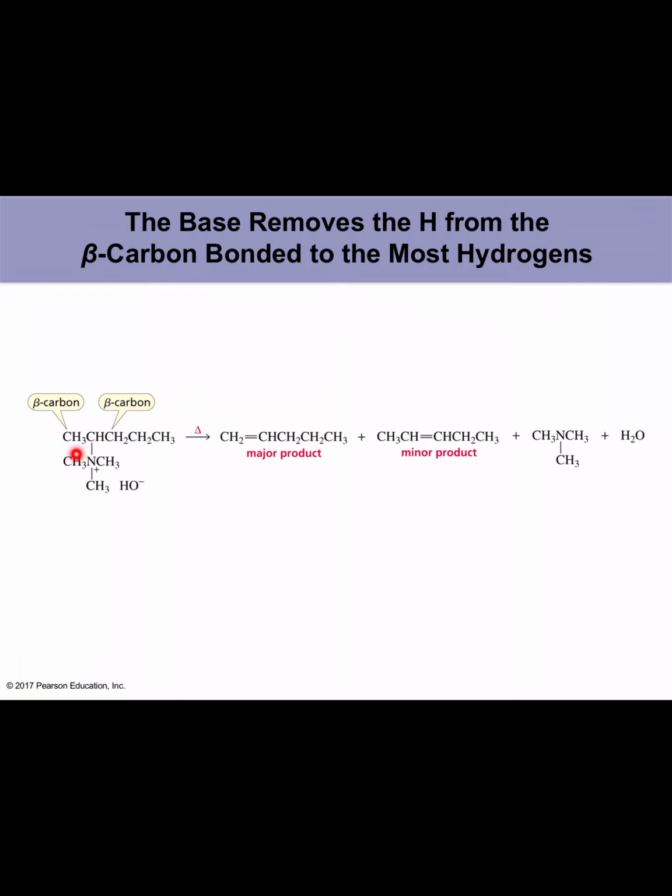So which one has more hydrogens? This is 3 and this is 2. So the base will remove hydrogen from this one. And as a result, this is going to be the major product. And this is going to be the minor product. And this is going to be the amine that's going to generate upon the formation of the alkene.